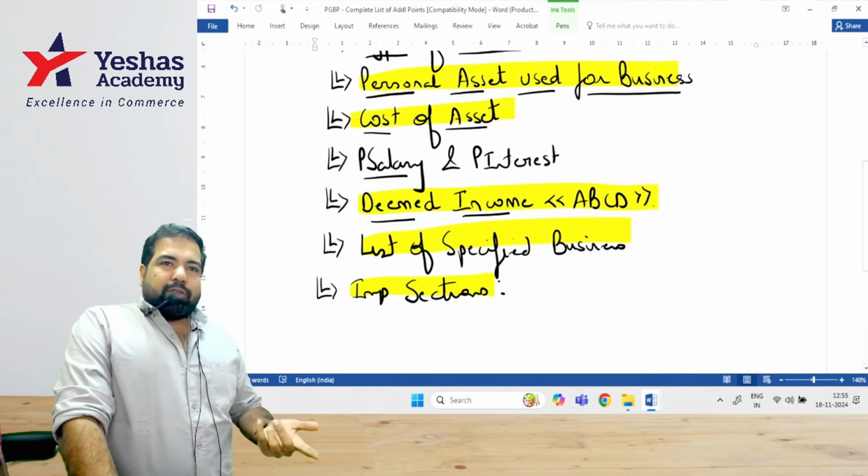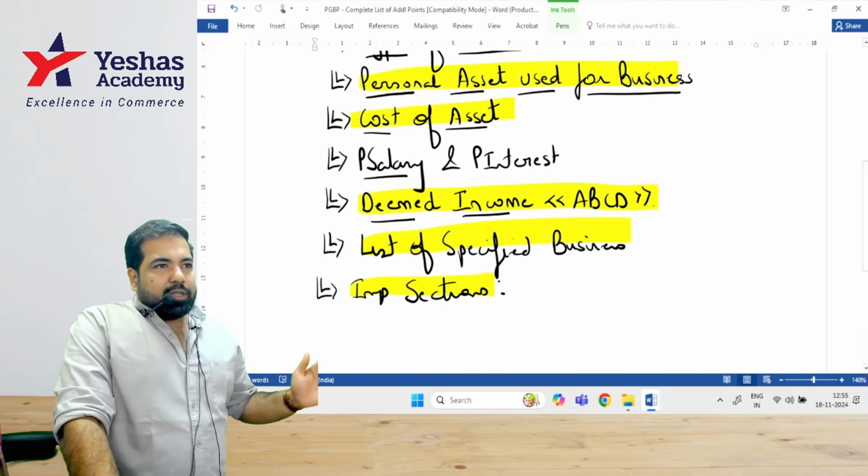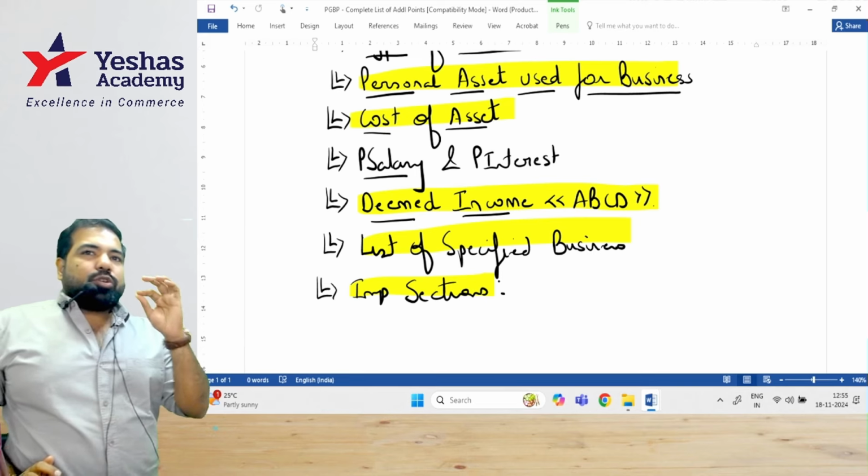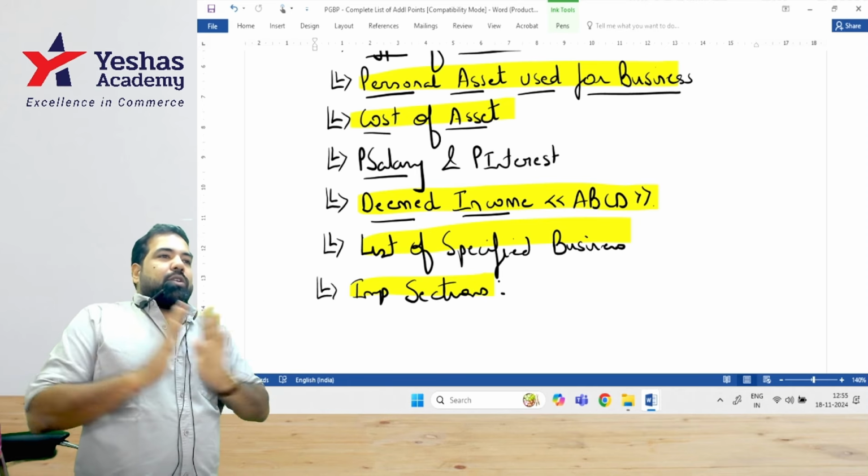Next, list of specified business we already know. And there are some important sections which you go through. Guys, the secret sauce to do PGBP is do it without the sections.